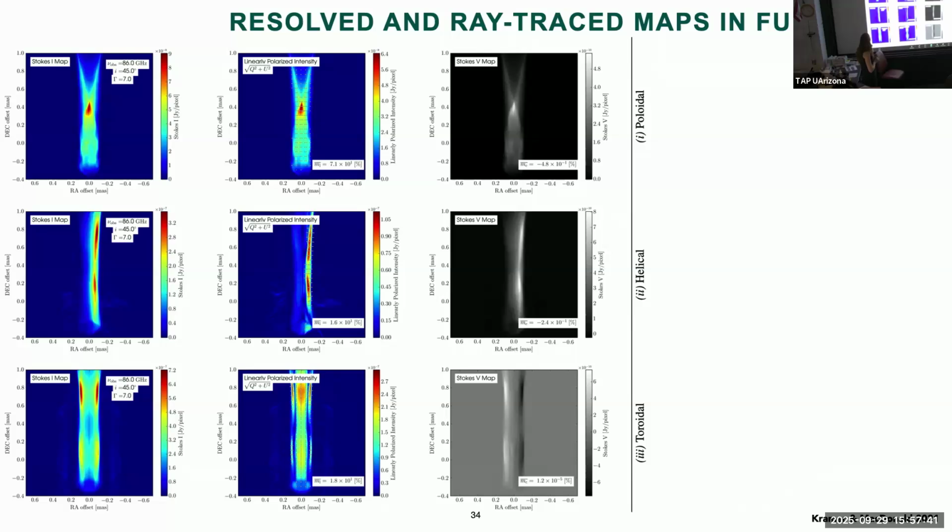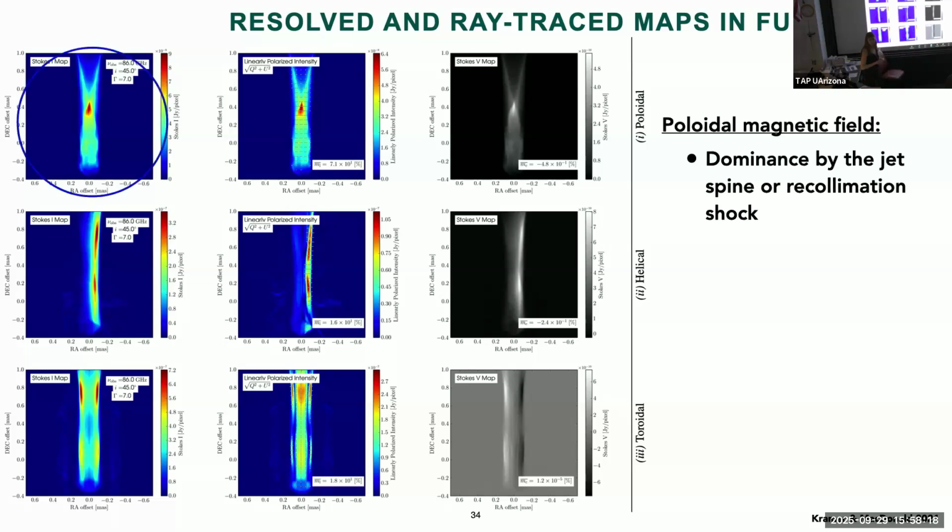Here you can see some results of the first study with the purely thermal jet and the proportionalities we made between the thermal parameters and the non-thermal attributes. From top to bottom, you can see a purely poloidal field, a helical field, and a toroidal field. From left to right, you can see Stokes I, so total intensity, linearly polarized intensity with EVPAs overplotted, so these ticks, if you can see them, and then circular polarized emission.